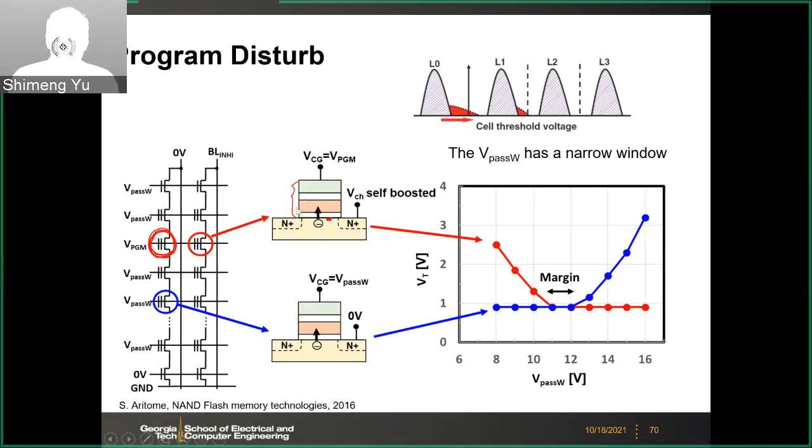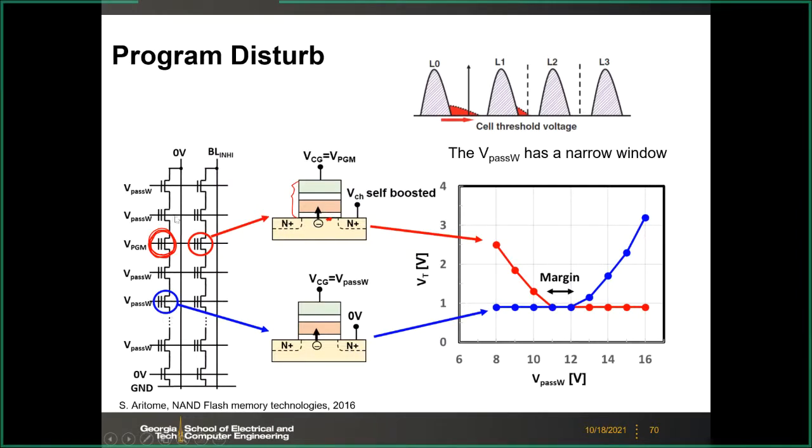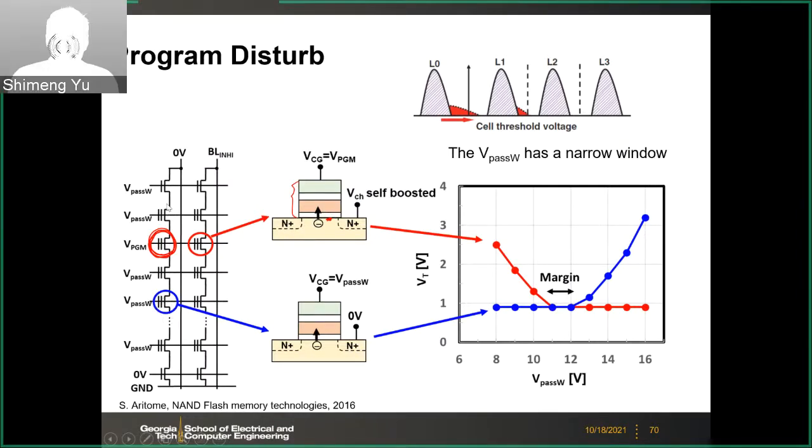However, you may still have about 10 volts across that. So there is still a small probability for electrons to tunnel into the floating gate. And for the other cell here on the same column, we have this Vpass voltage applied on the other unselected word lines. Therefore, here we may still have about 10 volts across this gate stack.